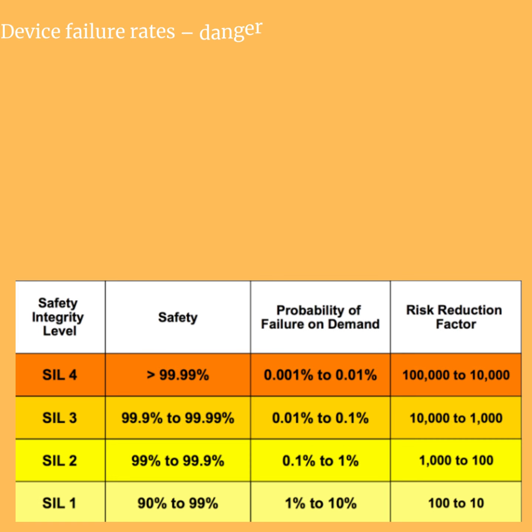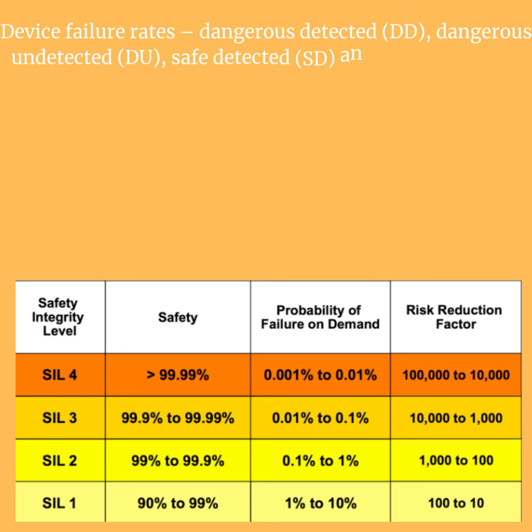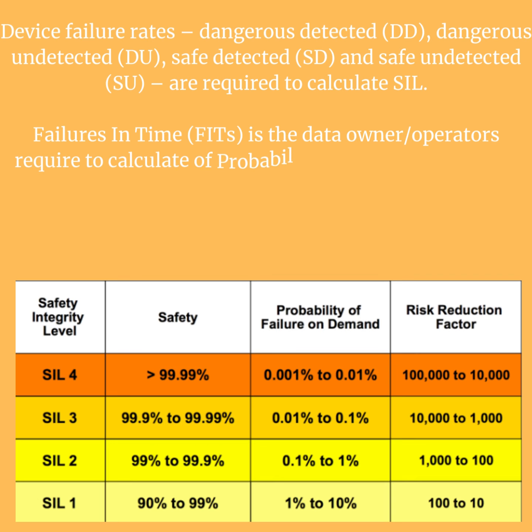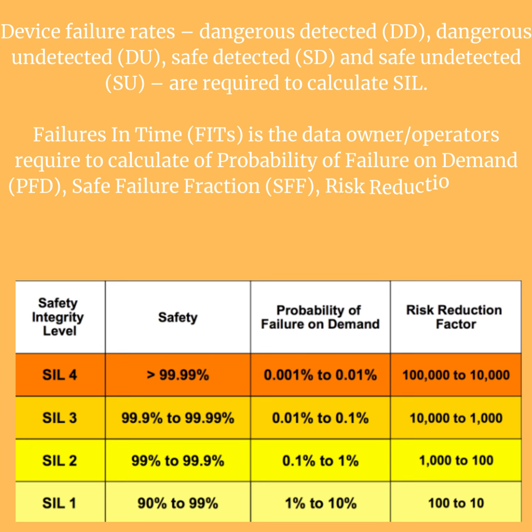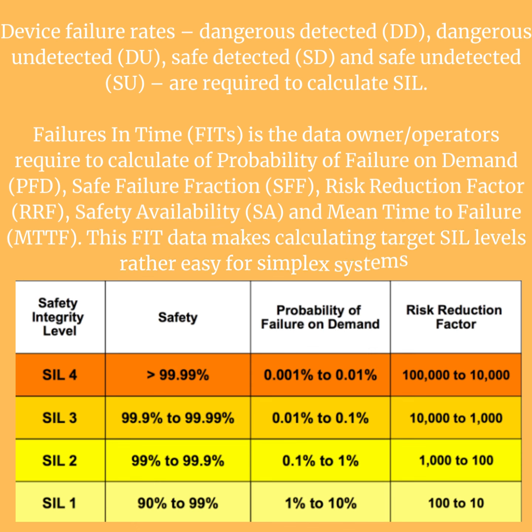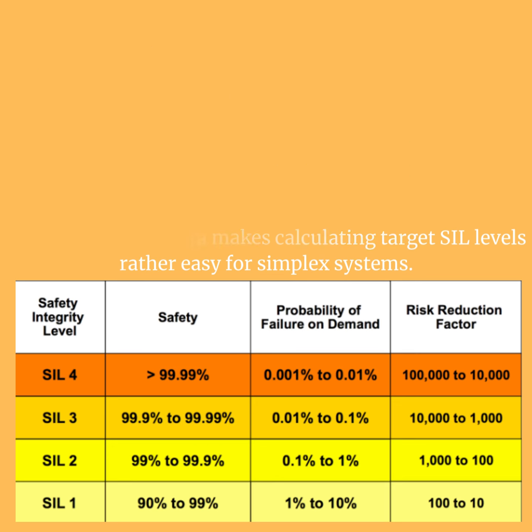Device failure rates, dangerous detected, DD, dangerous undetected, DU, safe detected, SD, and safe undetected, SU, are required to calculate SIL. Failures in time, FITs, is the data owner. Operators are required to calculate the probability of failure on demand, PFD, safe failure fraction, SFF, risk reduction factor, RRF, safety availability, SA, and mean time to failure, MTTF. This FIT data makes calculating target SIL levels rather easy for simplex systems.